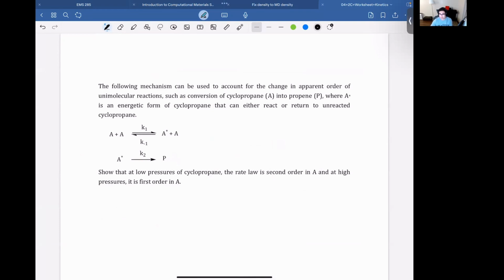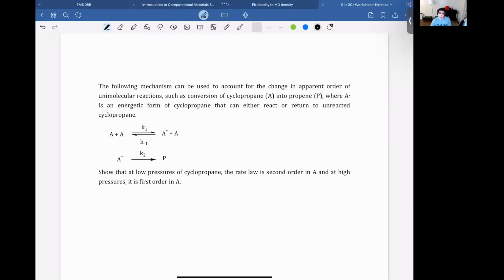Last one, it says the following mechanism can be used to account for the change in apparent order of unimolecular reactions, such as conversion of cyclopropane A to propane, or propene, sorry, P, where A star is an energetic form of cyclopropane that can either react or return to the unreacted cyclopropane. So if A plus A can turn to A star plus A, and then A star can turn into P. Show that at low pressures of cyclopropane, the rate law is second order in A, and at high pressures, it is first order in A.